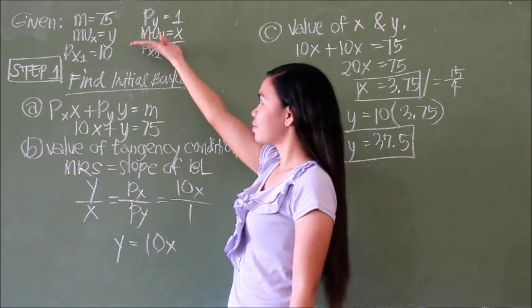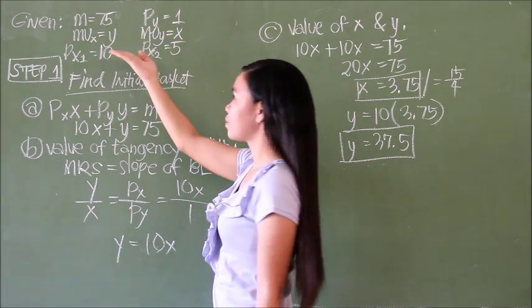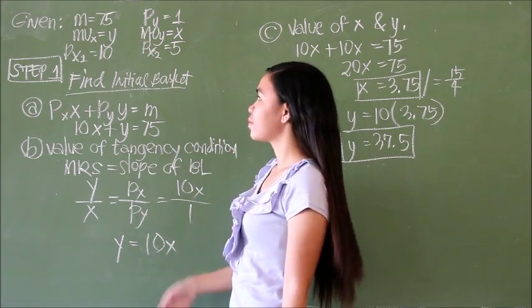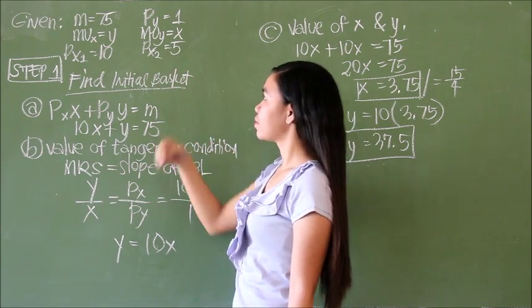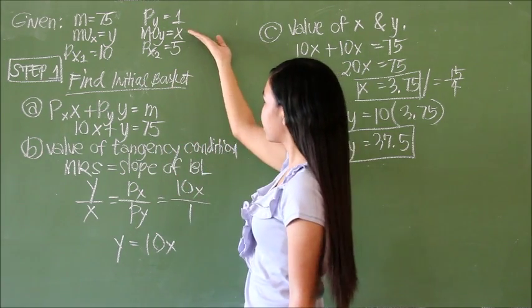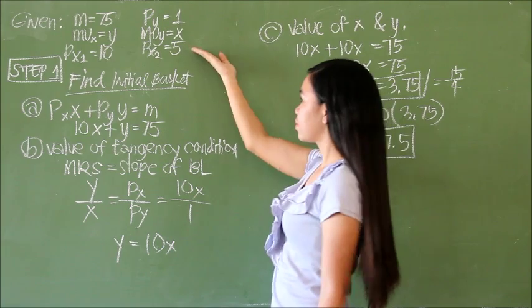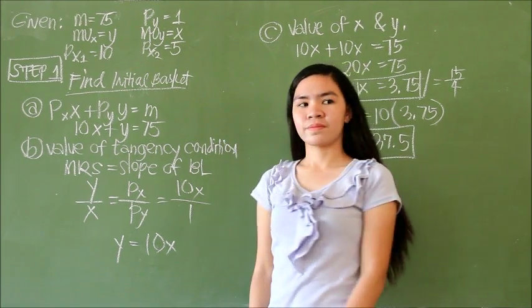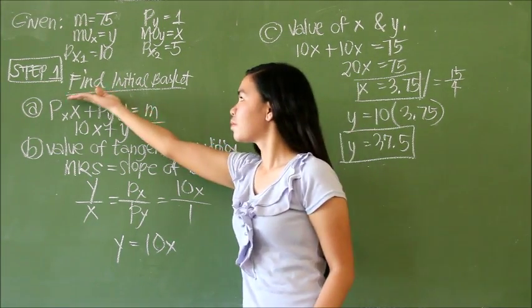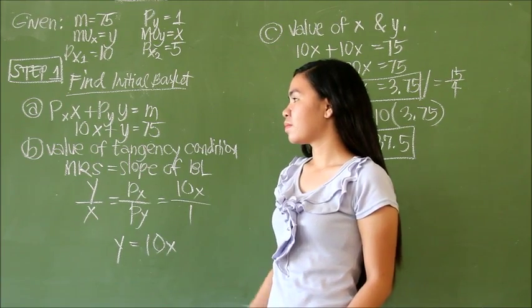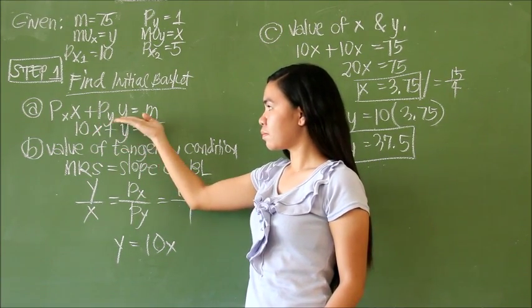We have an income of 75, the marginal utility is y, the price of good 1 is 10, the price of y is 1, the marginal utility is x, and the price of good 2 is 5. The first step is to find the initial basket. We will substitute the amounts given to the slope of the budget line.